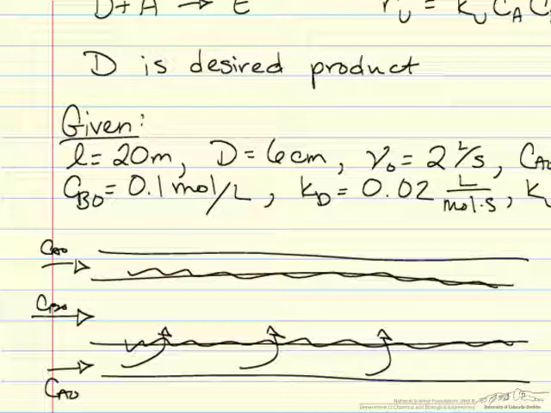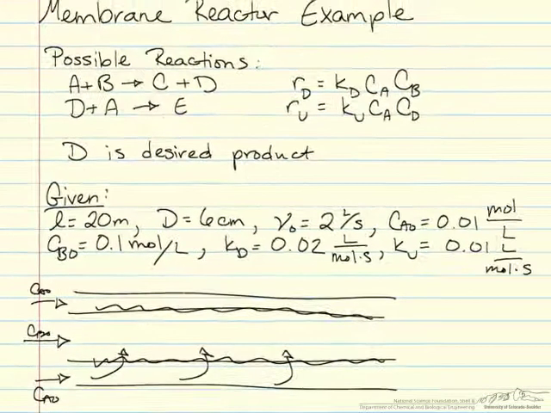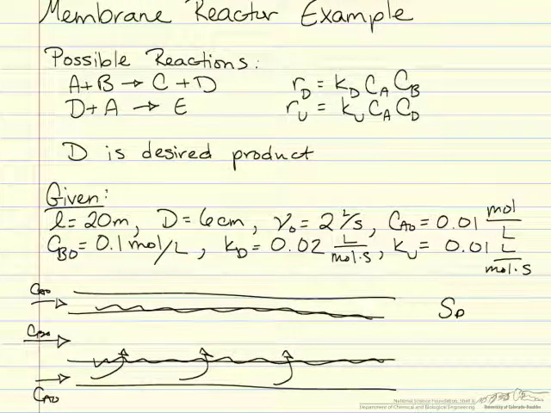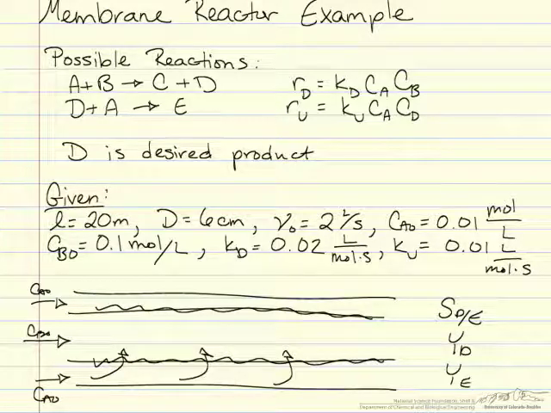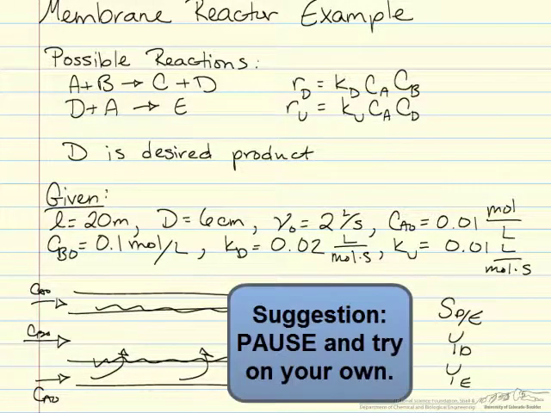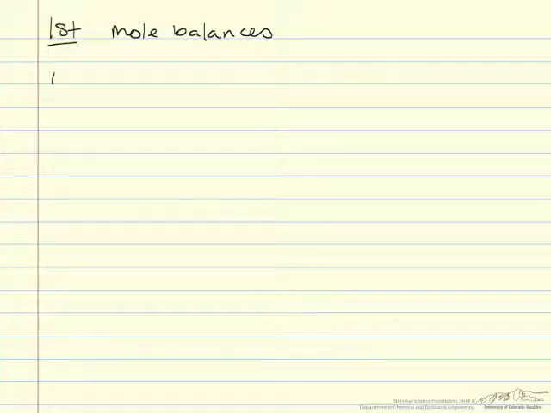And so from this information, we're going to first try to calculate the instantaneous selectivity of the desired product versus the undesired product, and then the yield of the desired product as well as the undesired product. So for our first step, we're going to start to write some mole balance equations for each of our species. And so for A, for the membrane reactor, we can write it like a PFR.